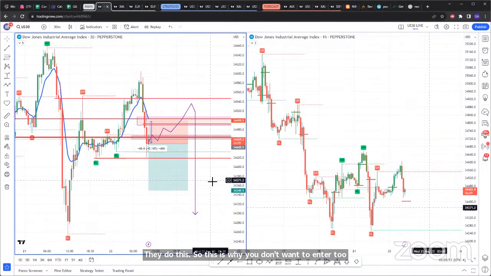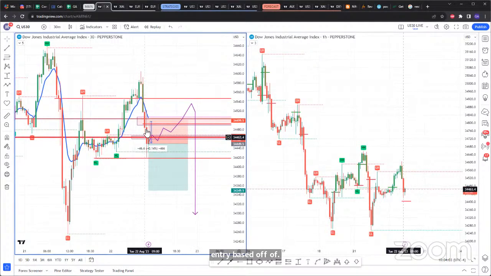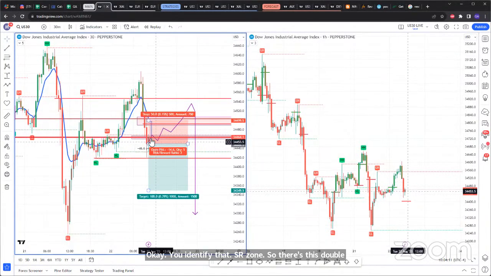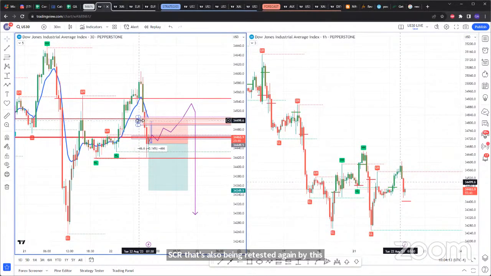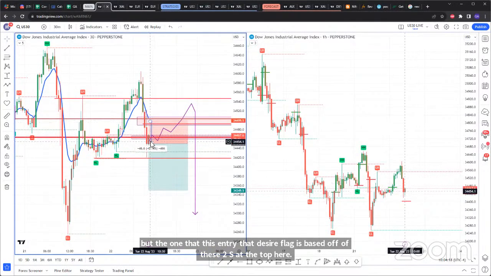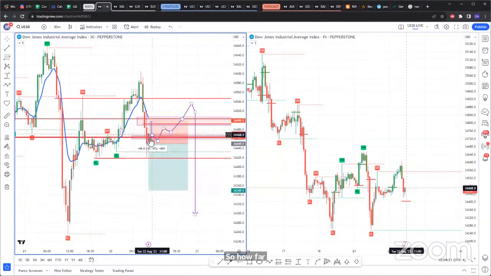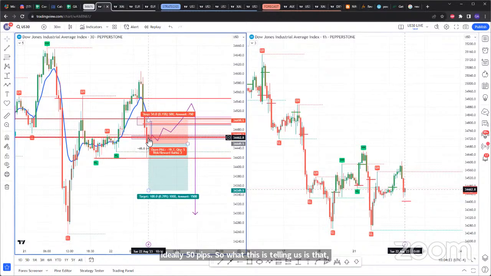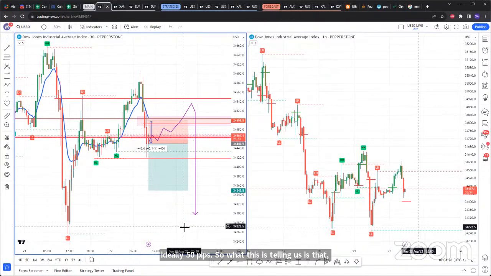So if a trade validates, always ask yourself, okay, what SAR am I trading? What SAR and what SAR zone is this entry based off of? You identify that SAR zone. There's this double SAR that's also being retested again by this 15-minute, but the one that this entry that Desire flagged is based off of is these two SARs at the top here. How far are these two SARs from our entry? They're ideally 50 pips. So what this is telling us is that you can easily get faked out here and then price comes back down.